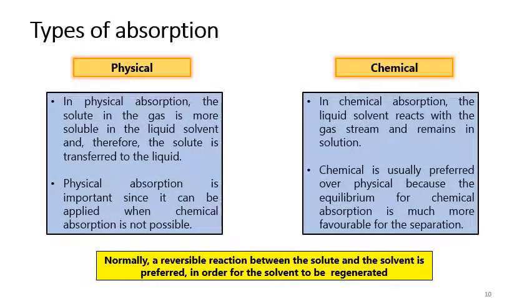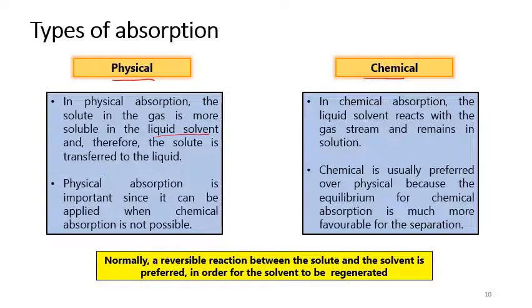There are two types of absorption. One is physical absorption, one is chemical absorption. As the name implies, in physical absorption, the solute in the gas phase is more soluble in the liquid solvent, and therefore the solute will transfer into the liquid. Physical absorption is a reversible process where you can regenerate the solvent.